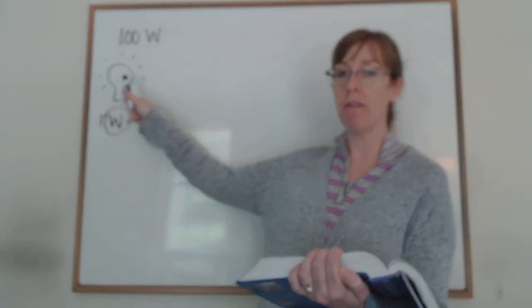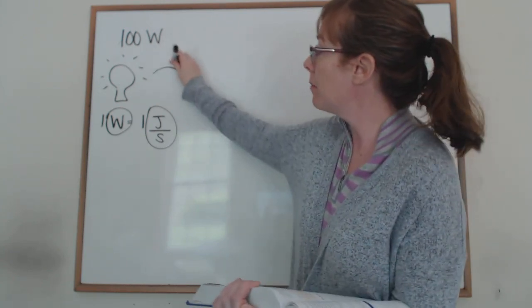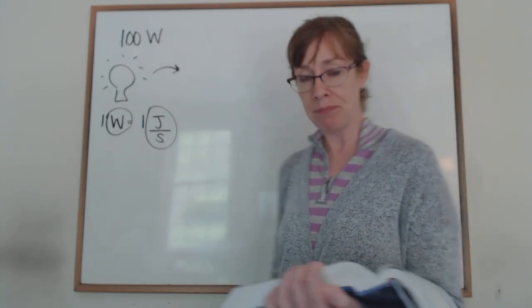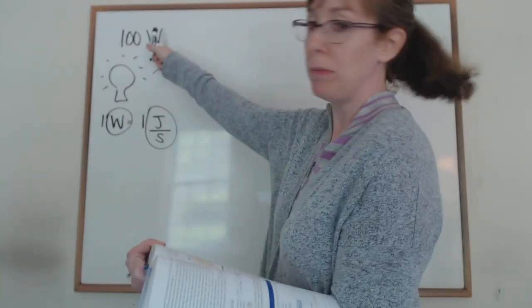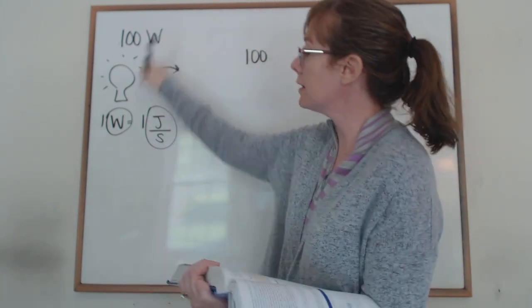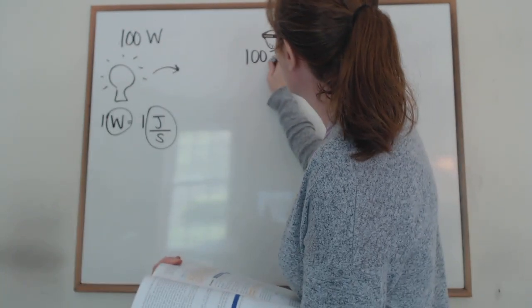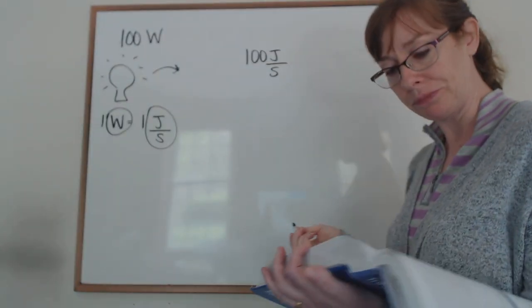It's basically telling you how much energy per unit time you're actually emitting from a light source. All right, so therefore, we can replace the W with joules per second. So if it's 100 watts, it's 100 joules per second. All right, that's what I can gather from that first sentence there.